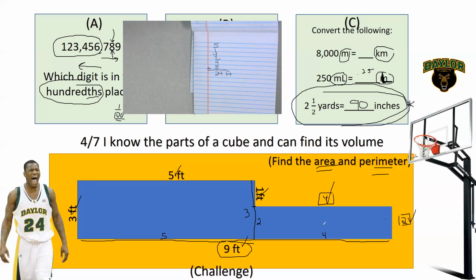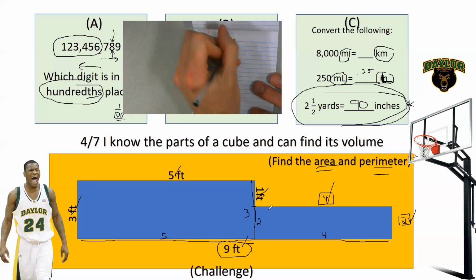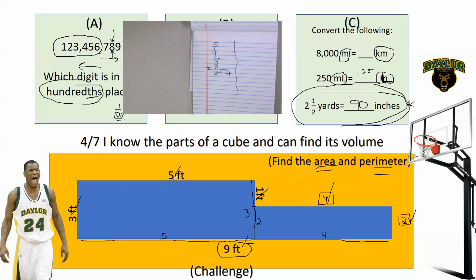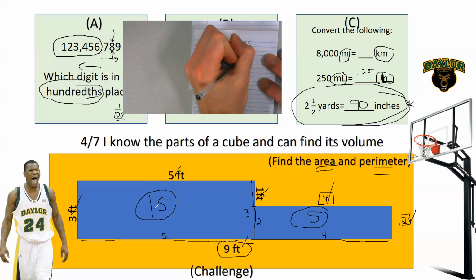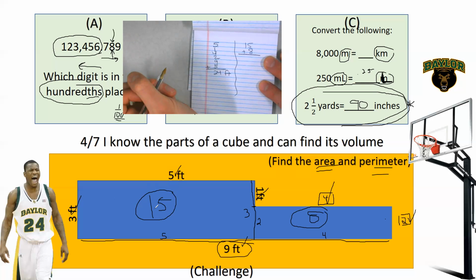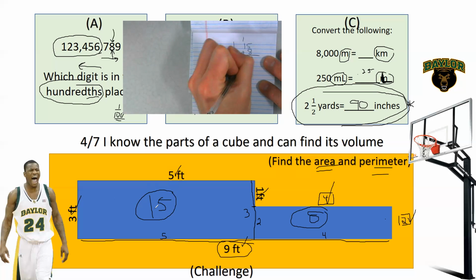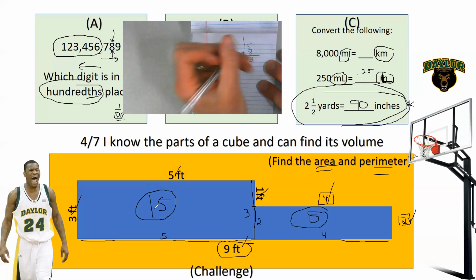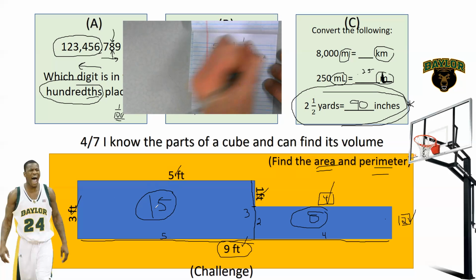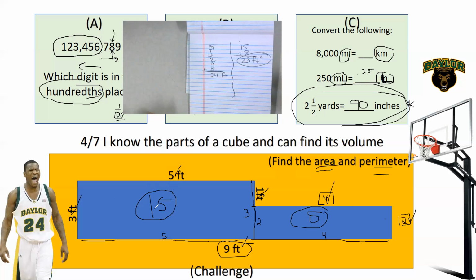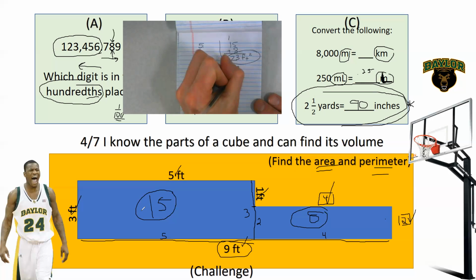And then the area: you find each area separately and then add them together. So the area of this block is 5 by 3, which is 15 square feet because it's two-dimensional. And then you have 4 times 2, which is 8. If the area of this block is 8 and the area of this block is 15, add them together. 23 square feet. So that's the area, that's the perimeter.